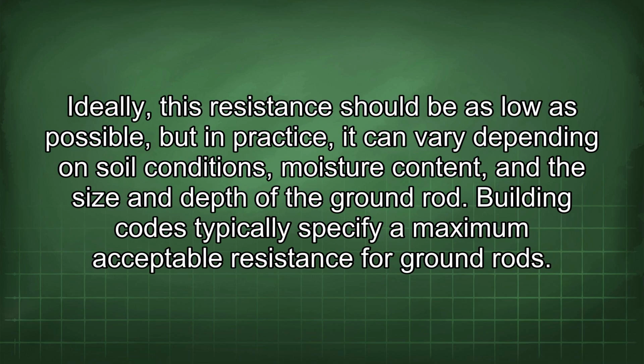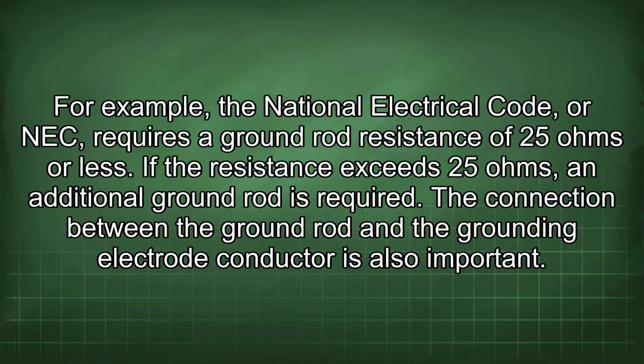Ideally, this resistance should be as low as possible, but in practice, it can vary depending on soil conditions, moisture content, and the size and depth of the ground rod. Building codes typically specify maximum acceptable resistance for ground rods. For example, the National Electrical Code, or NEC, requires a ground rod resistance of 25 ohms or less. If the resistance exceeds 25 ohms, an additional ground rod is required.